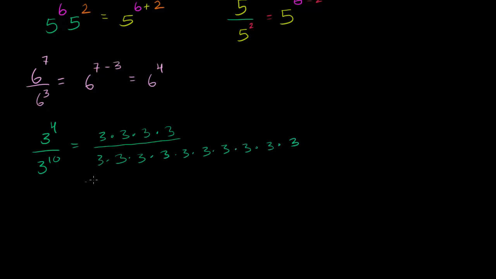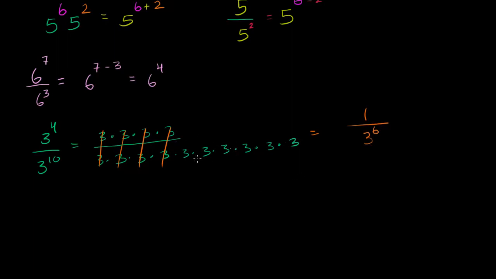Well, if we do what we did in the last video, this 3 cancels with that 3. Those 3s cancel. Those 3s cancel. Those 3s cancel. And we're left with 1 over 1, 2, 3, 4, 5, 6 3s. So 1 over 3 to the 6th power, right? We have 1 over all of these 3s down here.